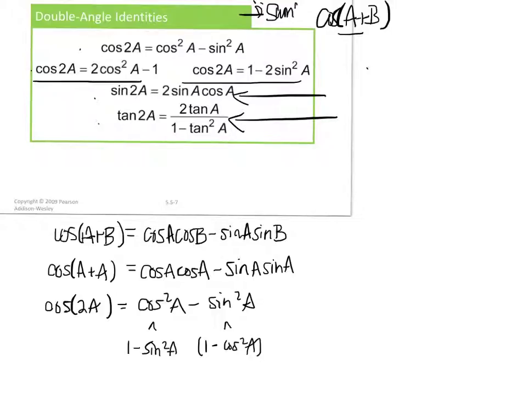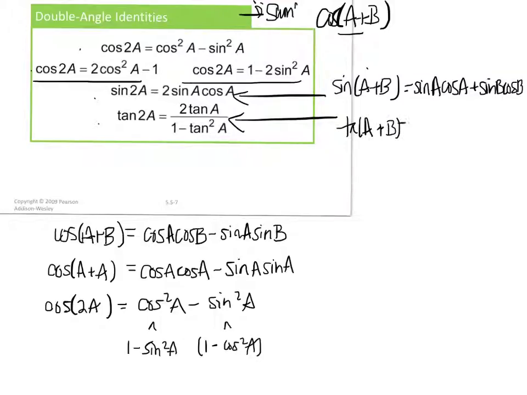And just to recall those theorems, sine of A plus B is equal to sine A cosine B plus sine B cosine A. Alright, and your tangent of A plus B, to derive your formula from it, is equal to tangent of A plus tangent of B over 1 minus tangent of A tangent of B.